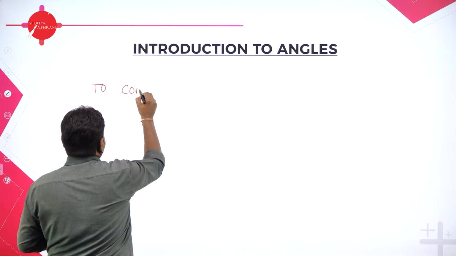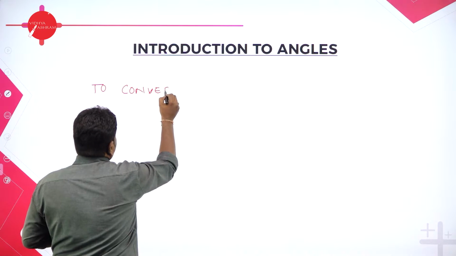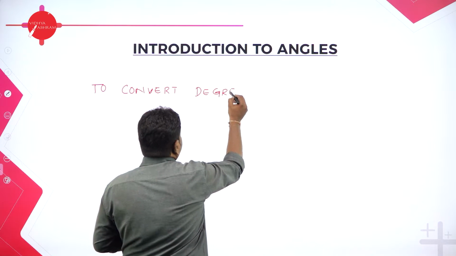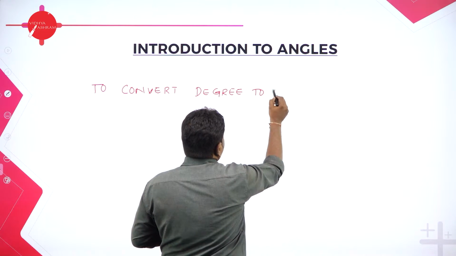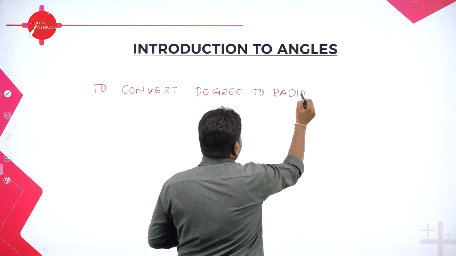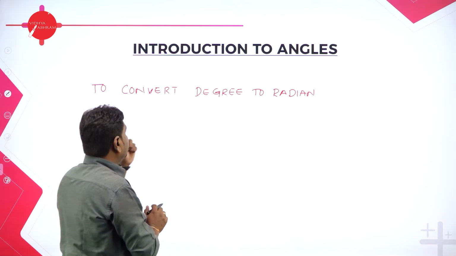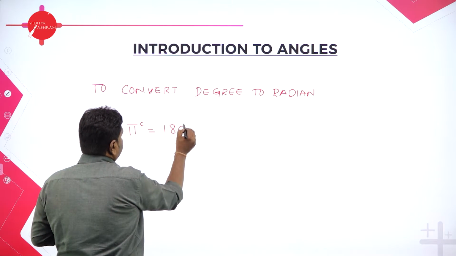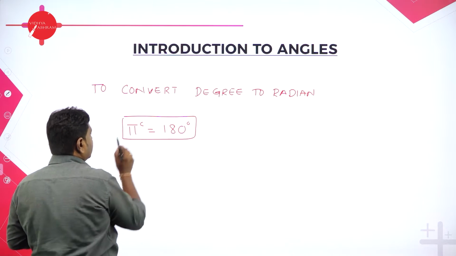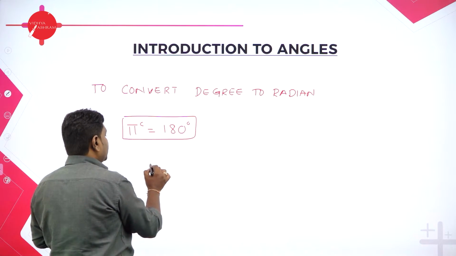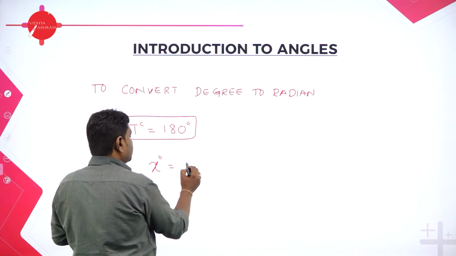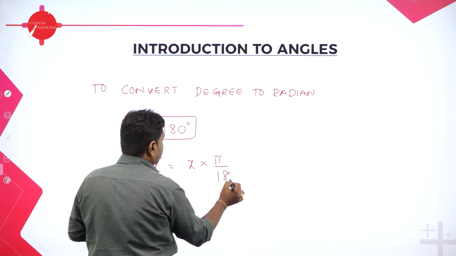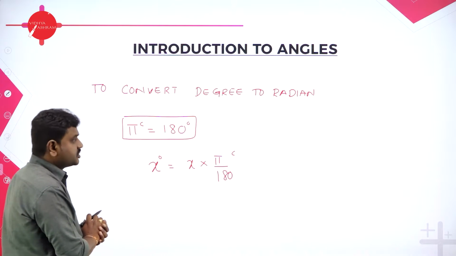To convert degree to radian. If I give degree, how to convert it into radian? So in order to convert degree to radian, first the basic is pi radians is 180 degrees. Pi means 180 degrees. So therefore, if I give x degrees, multiply x with pi by 180. X degrees is equal to x pi by 180 radians. This is the first basic.